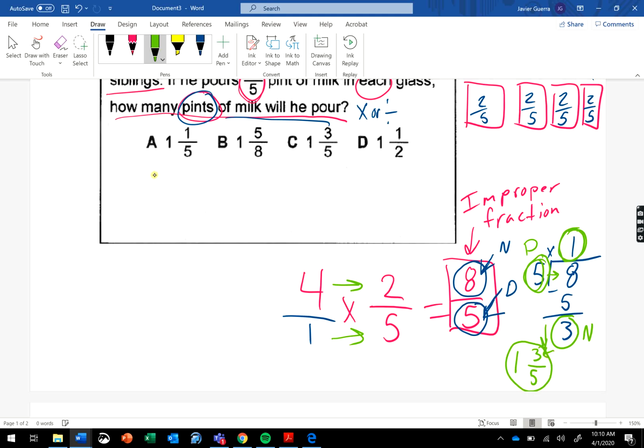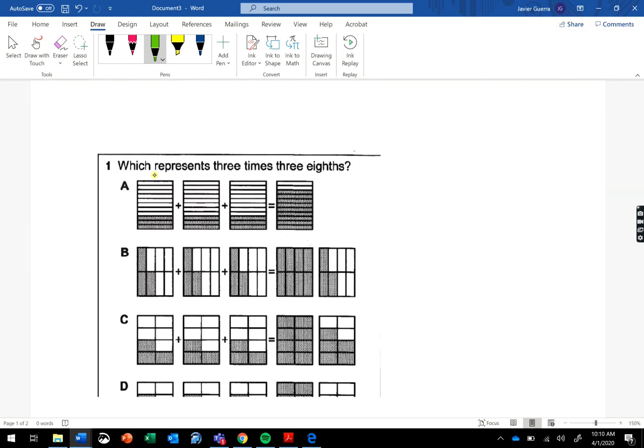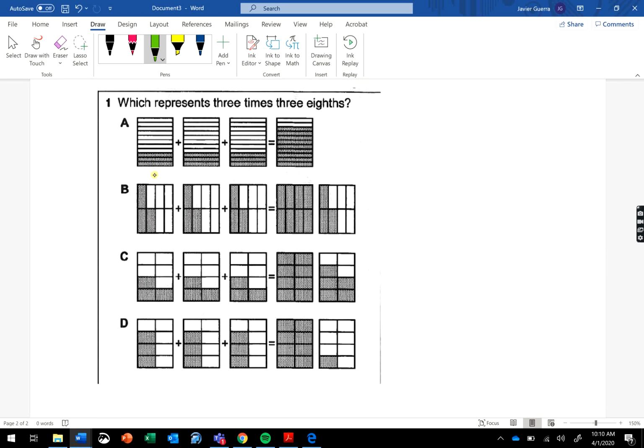This right here is not an improper fraction anymore, so it's set. It's good to go. It cannot be simplified because there's nothing that goes into 3 and 5 evenly. So if you look at your answer choices, A would not be an option, neither would B or D. Only answer that's left over is C. Alright, pretty simple stuff. Not that difficult. And same thing with the last one.